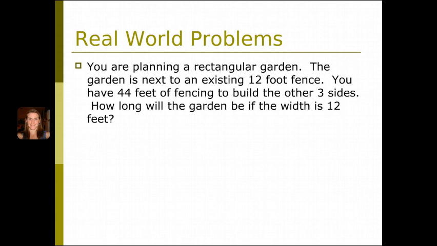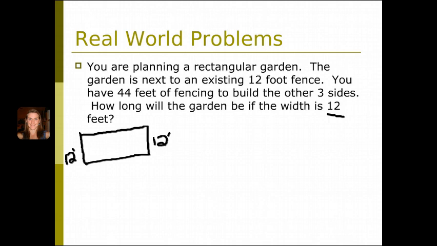All right, so in these types of word problems, it's usually easiest to figure them out with a visual. So let's draw a picture of what's going on. We have an existing fence that's 12 feet. And we need to make a rectangular garden, correct? Well, we already said it was going to be 12 feet wide, based on the information in the problem.